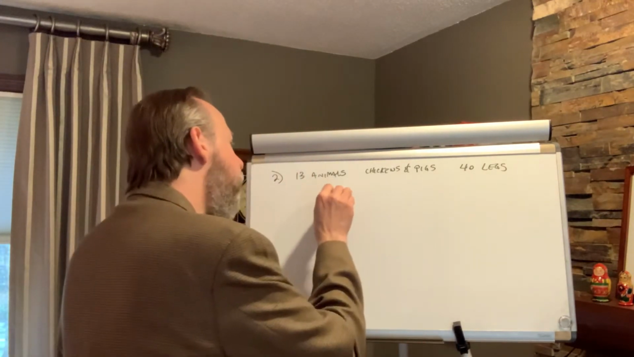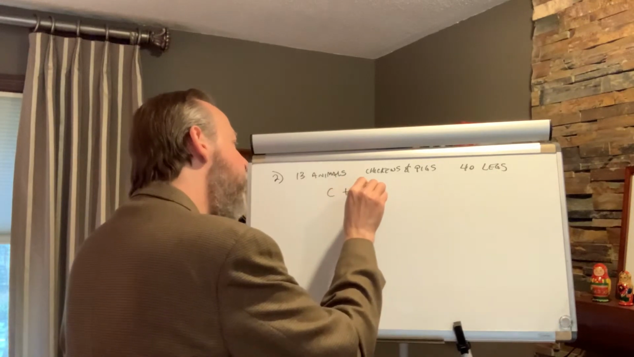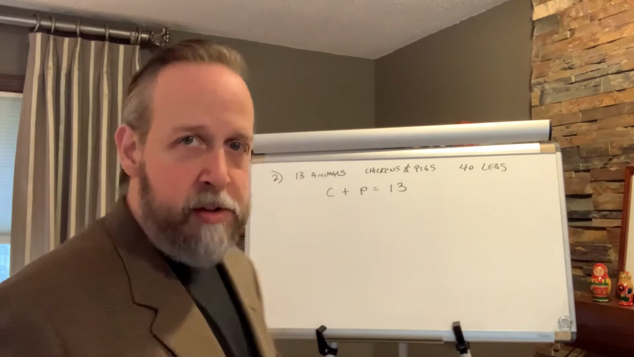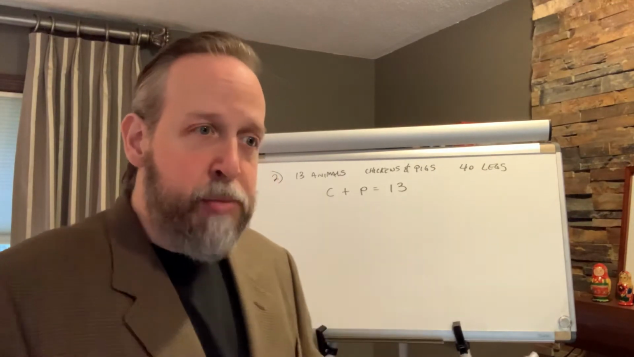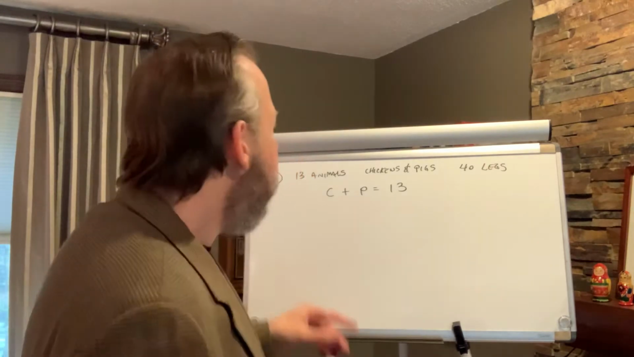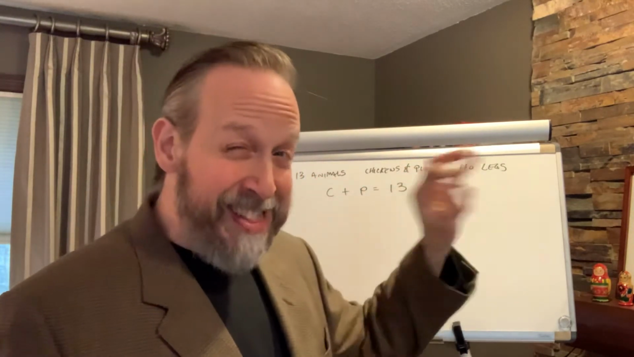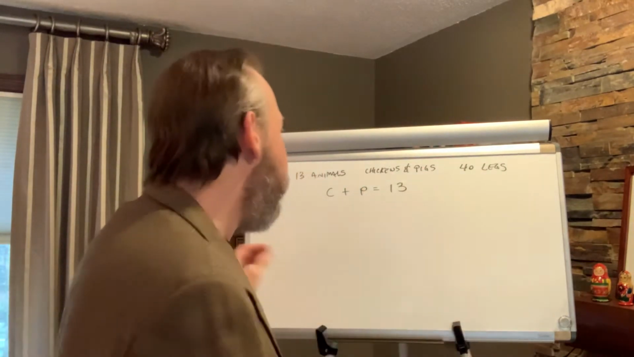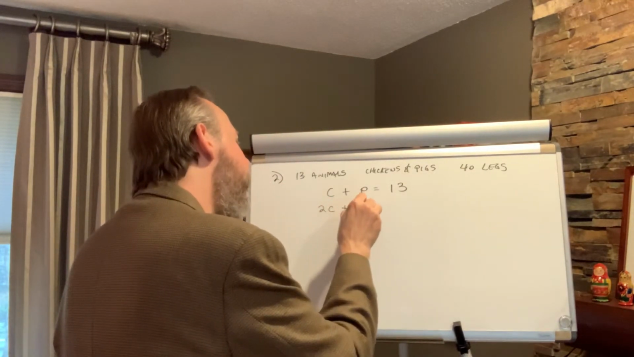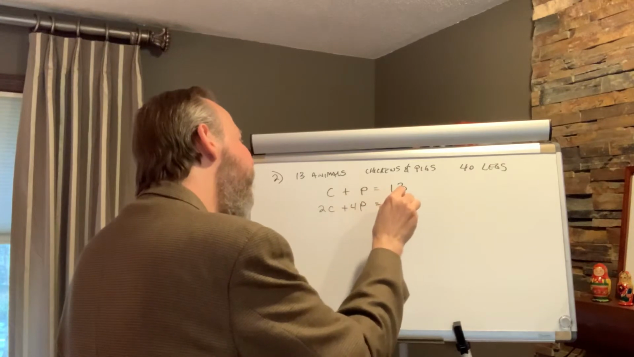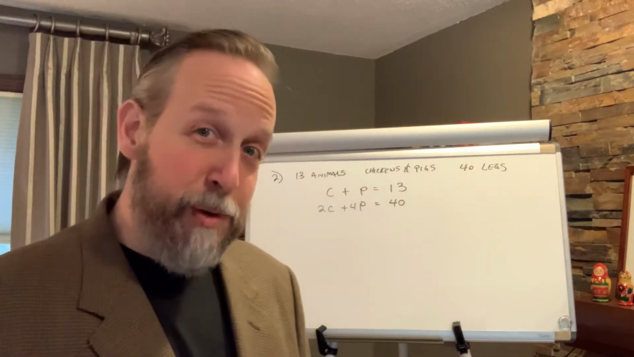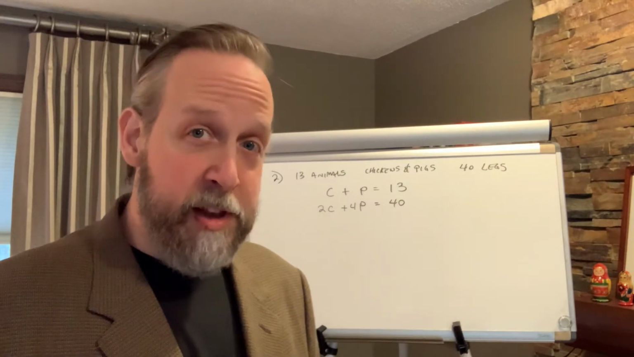So if I take all my chickens and all my pigs, I have 13 animals. That's the first equation written in standard form that basically just expresses how many things we have. Now, so far as the detail, we had 40 legs, and hopefully you understand that there are 2 legs on a chicken and there are 4 legs on a pig. So we got 2c plus 4p equals 40. If you can create those 2 equations, the rest of this should be very easy.